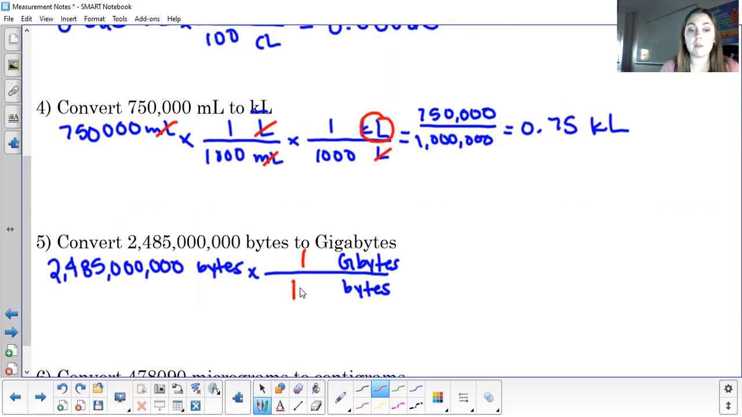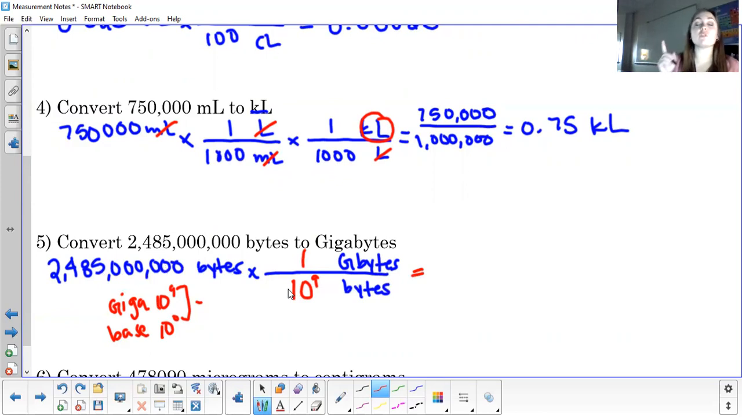Then on the bottom, I'm going to put a power of 10. To find that power of 10, right, giga is 10 to the 9th. The base unit is 10 to the 0. So I do 9 minus 0. 9 minus 0 is just 9. So that's how you figure out what goes on the bottom. 10 to the 9th. And then we just solve.